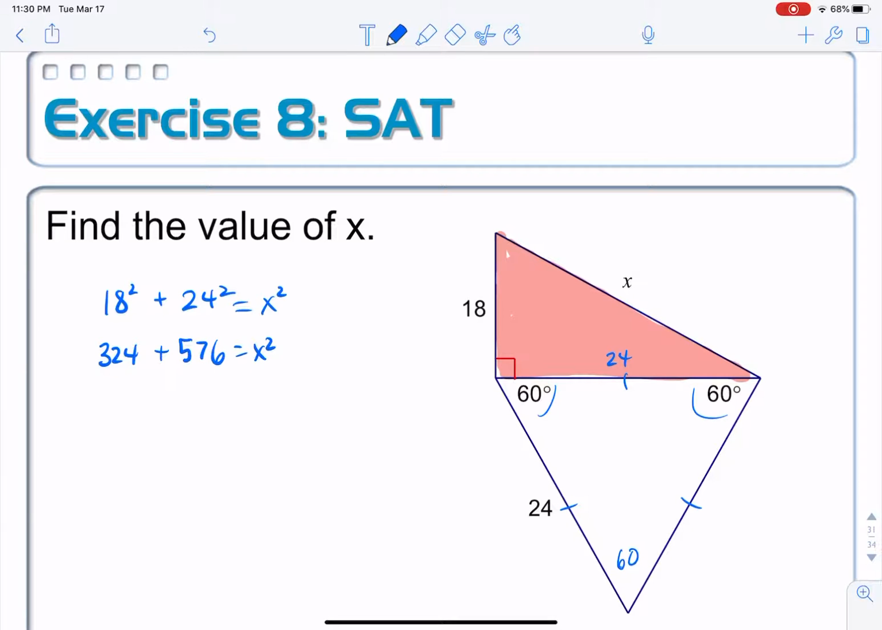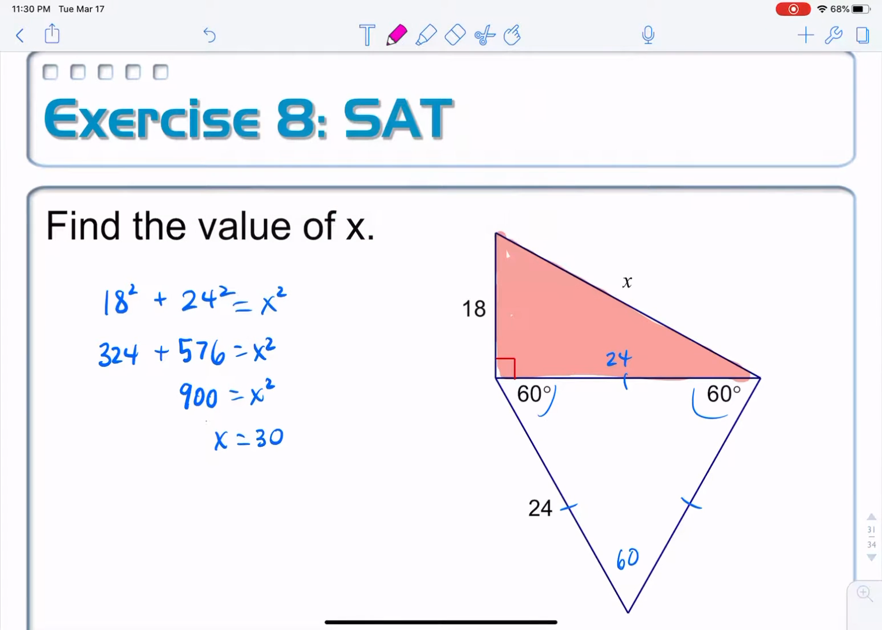There's 800. That looks like it's somewhere around 900. Somewhere around 900. Last step here is take the square root. Square root of 900. Well, square root of 9 is 3. This is going to be x is equal to 30.